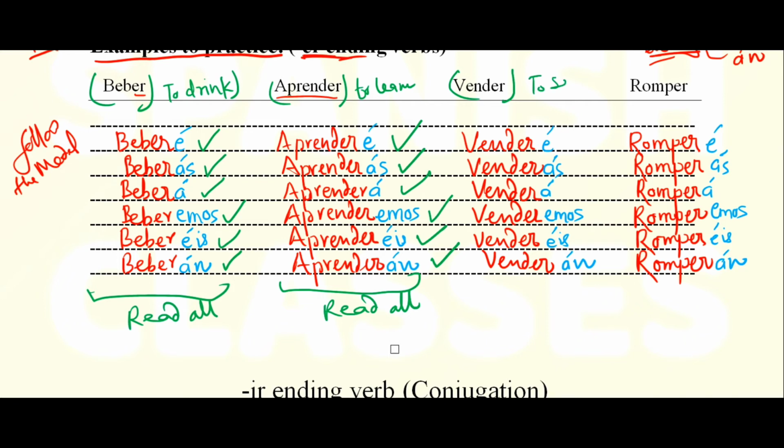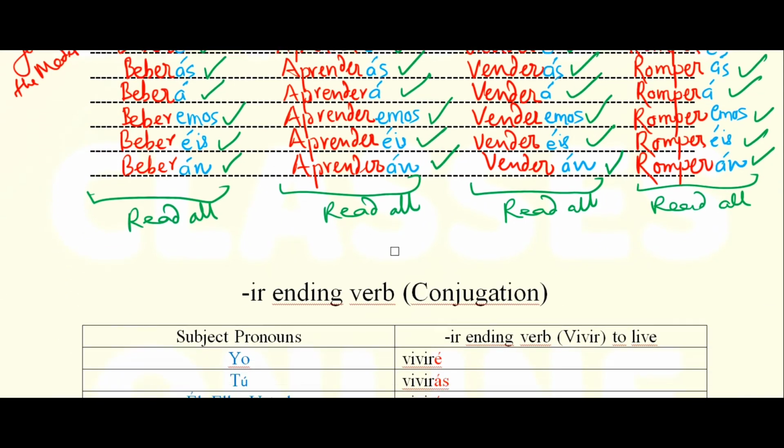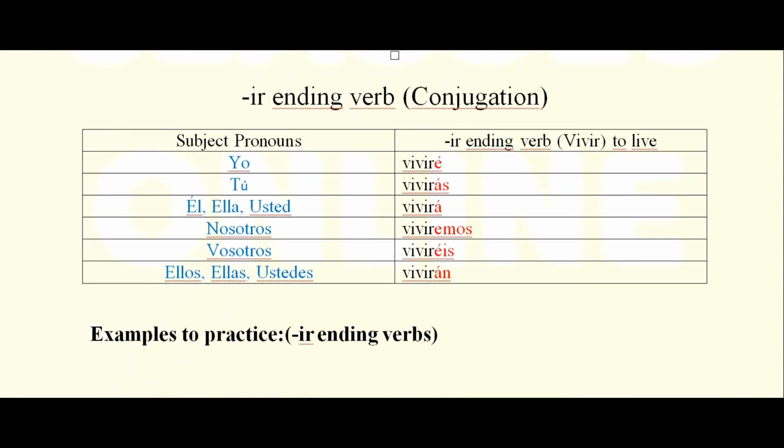Third verb is vender, means to sell. Let's read the conjugation. Venderé, venderás, venderá, venderemos, venderéis, venderán. Romper, to break. Now follow me and pronounce with me. Romperé, romperás, romperá, romperemos, romperéis, romperán. These are 4 examples for ER ending future tense Spanish regular verbs.